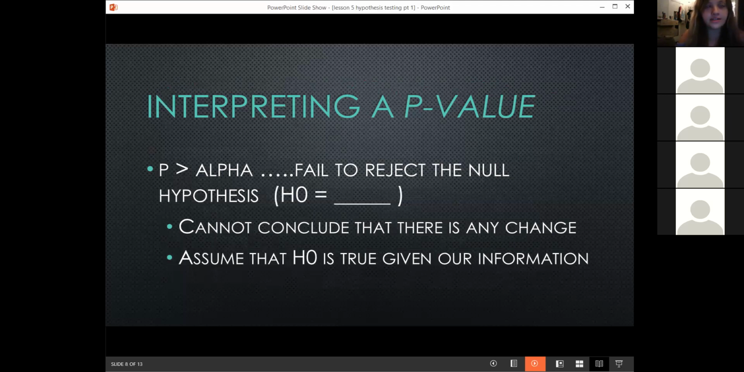We're failing to say that we think the null is wrong. Kind of got to wrap your head around that one. We can't conclude that there's any sort of change because we are failing to reject the null. We're not accepting the alternative. Some people get that mixed up. We're not accepting the alternative. We're just saying that we don't have evidence to say that the null is not true, because we're always assuming that it's true. If we assume that it's true and our p-value is greater than alpha, we're not going to be able to reject that. We're just going to keep that assumption there.